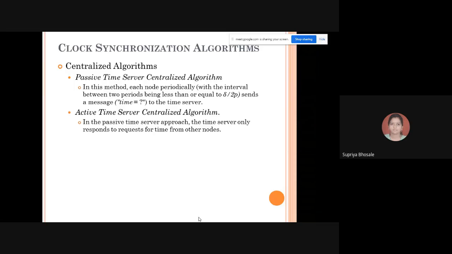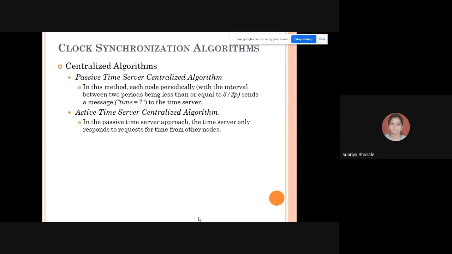So what is the concept of a passive time server? In this method, each node periodically, that is with the interval between the 2 periods being less than or equal to delta divided by 2p, sends a message with a particular time to the time server. So for the time server, which we maintain centrally, we will set the minimum time possible to send and receive our request. So this is the passive time server.